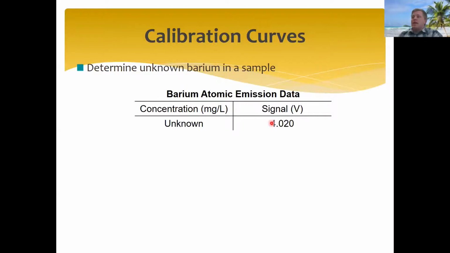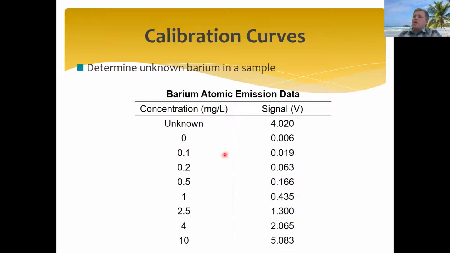I don't know what the baseline of this instrument is, how much noise it has, what the signal looks like without barium. So I have to create a calibration curve to figure out what this information means. What I do when I'm making a calibration curve is I prepare a bunch of standards of known concentration. I put them through the instrument and I measure their signal.